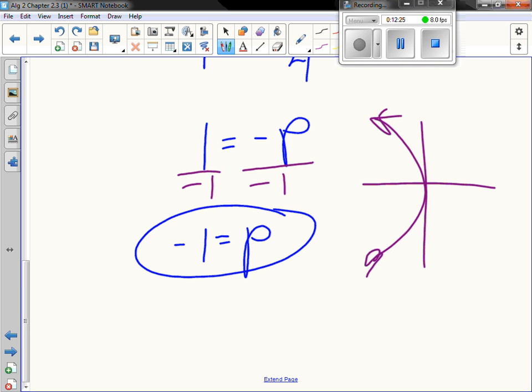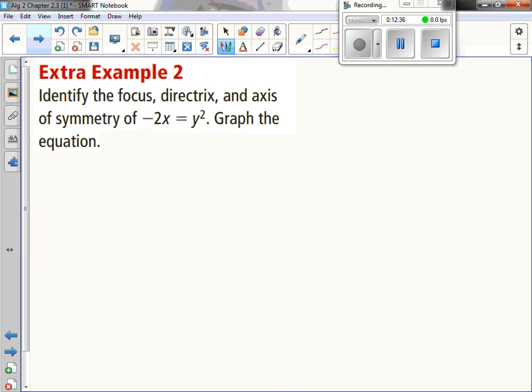Questions on this here? So these aren't bad as long as we stick to these formulas and try to match this up and find p.